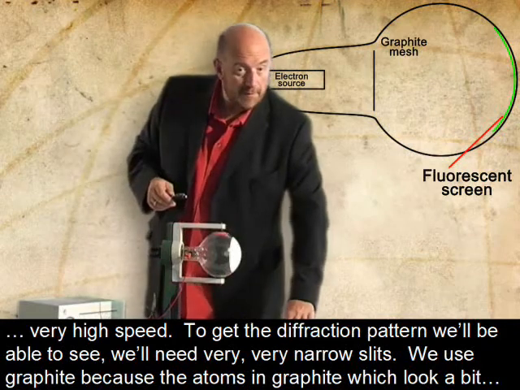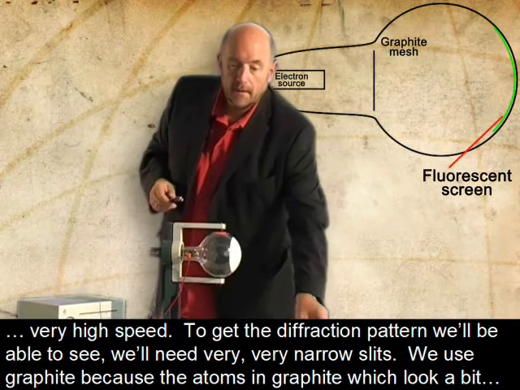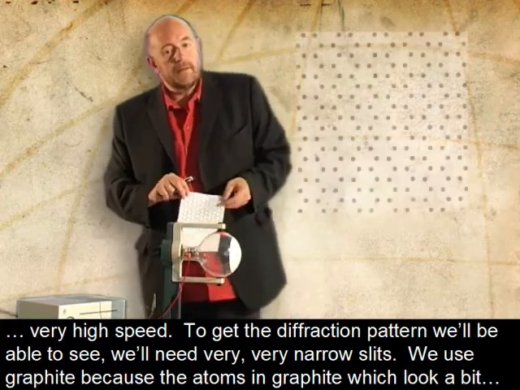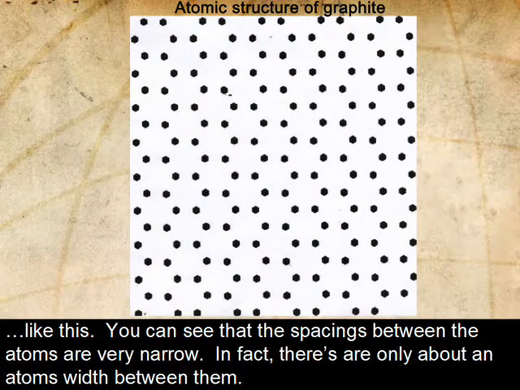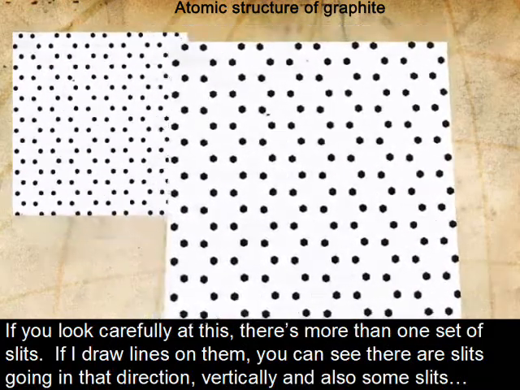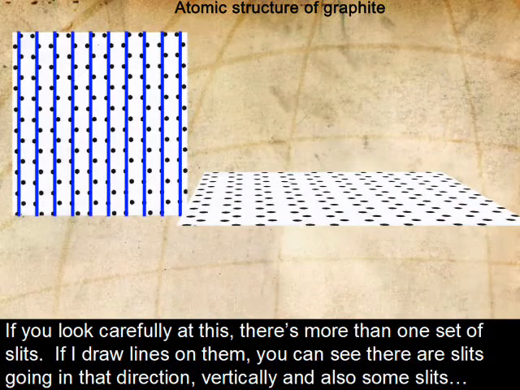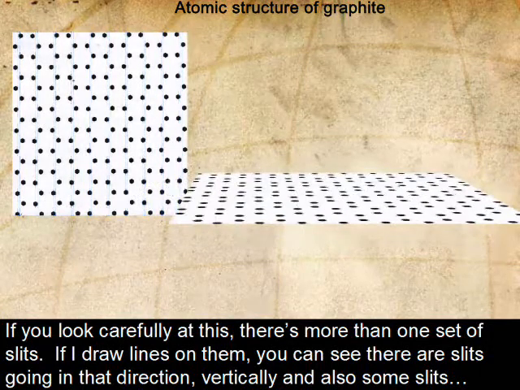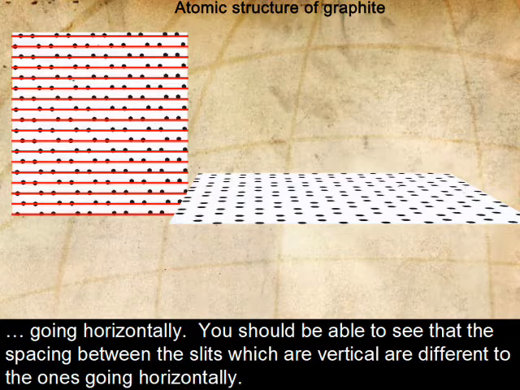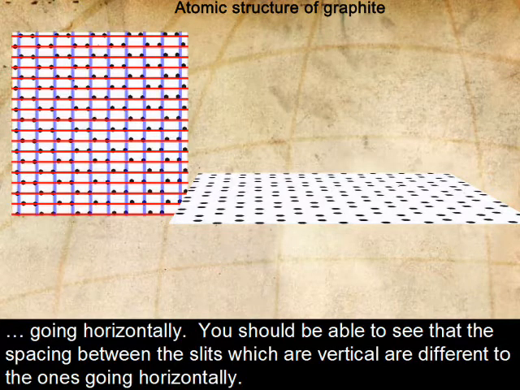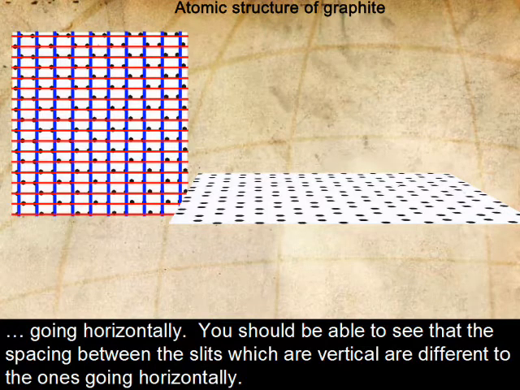To get the diffraction pattern that we hope to see, we need very, very narrow slits. And we use graphite because the atoms in graphite, which look a bit like this, you can see that the spacing between the atoms are very narrow. In fact, there are only about an atom's worth between them. But if you look carefully at this, you'll find there's more than one set of slits. If I draw lines on them, you can see there are slits going in that direction, vertically, and also some slits going horizontally. And you should be able to see that the spacing between the slits which are vertical are different to the ones going horizontally.